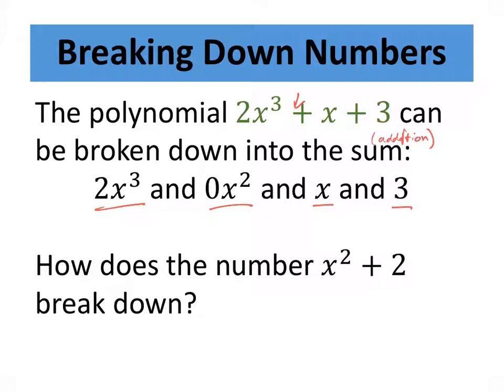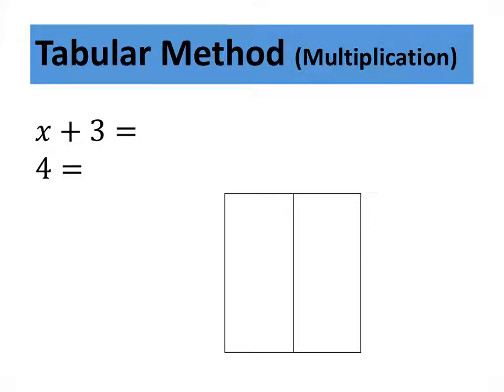How could we break up the polynomial x squared plus 2? How does that polynomial break down? Take a moment, pause the video, and think about that. Okay, hopefully you've had a chance to do that, but hopefully we see x squared plus 0 x's because there's no x value, plus 2. Notice that it goes from a second order, first order, 0 order polynomial. So why is this useful?